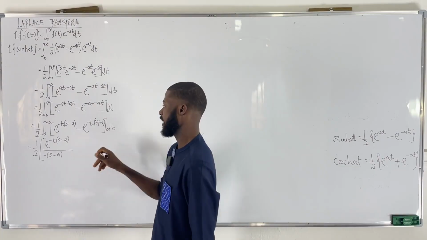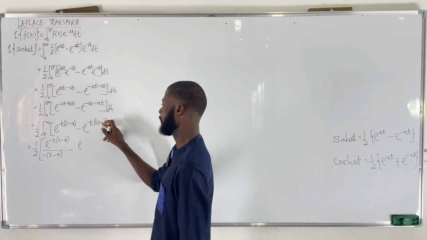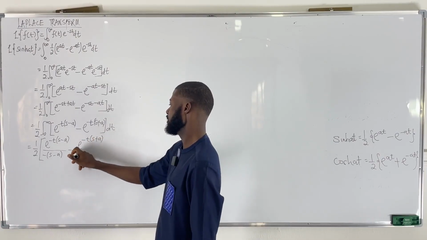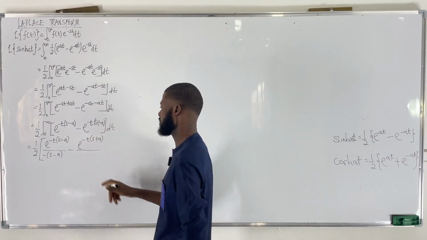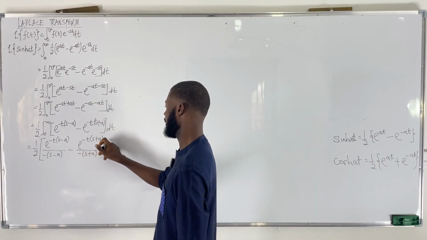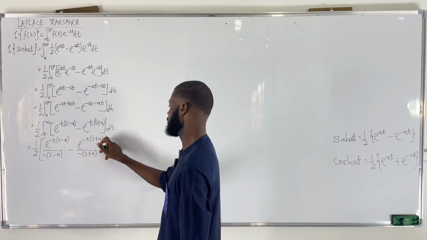Now we have a minus here. Then this is e. I'm going to repeat everything here. Minus t bracket s plus a, then divided by the derivative of this. That will be minus into s plus a. And then we have our limit from 0 to infinity.